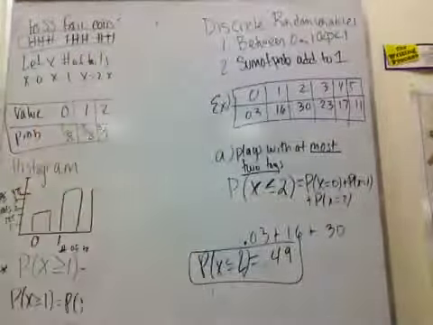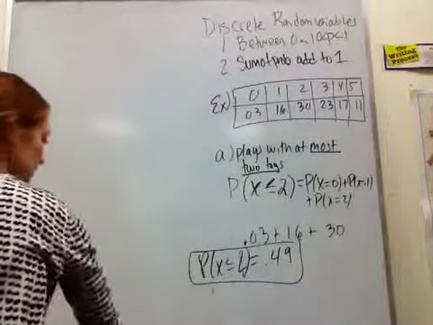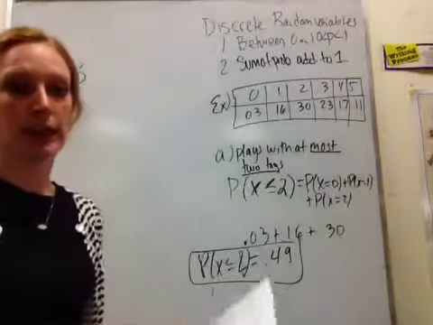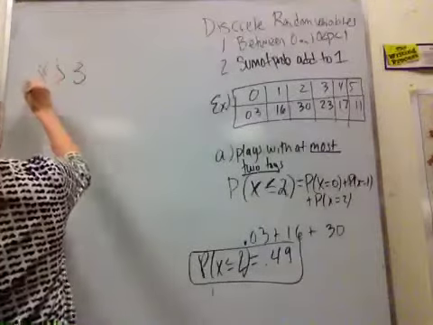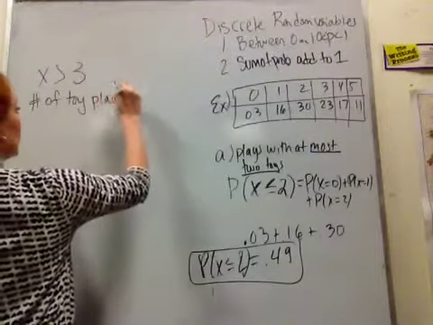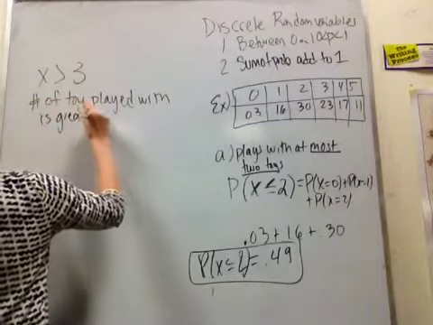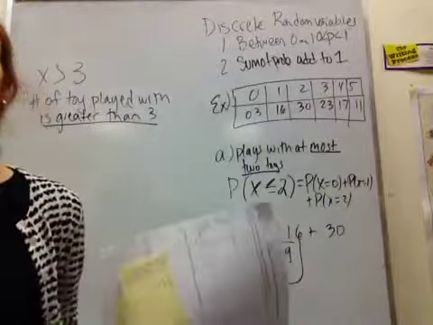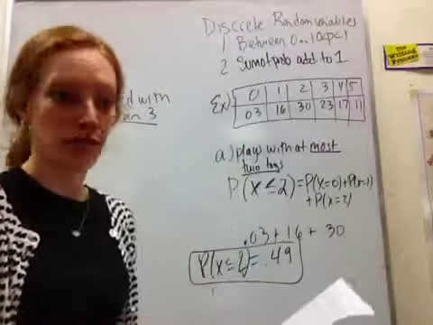X is greater than 3 in words. So we know that X, in this context, stands for the number of toys they're playing with. So the number of toys played with is greater than 3. It's not including 3 toys, but has to be greater than 3, meaning they had to play with 4 or 5 toys.